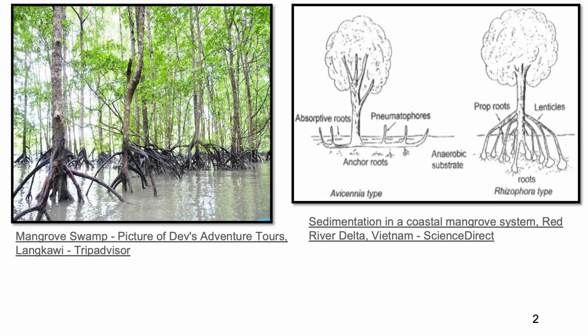So basically this is the mangrove swamp, and if you could see here, these are the special roots which are called pneumatophores, which allow the exchange of oxygen to happen. Okay.